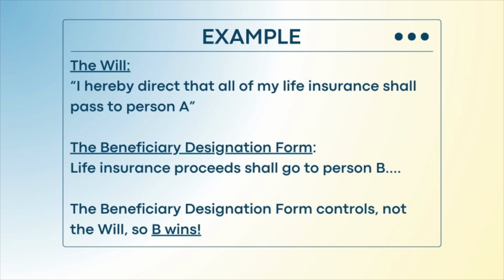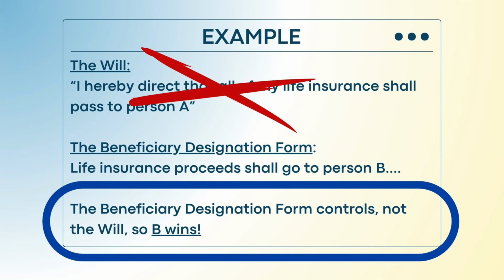These forms supersede your will. I'm going to give you an example. If your will says, "I hereby direct that all of my life insurance proceeds shall pass to person A," but the beneficiary designation form directs those life insurance proceeds to person B, B wins. The beneficiary designation form controls, not the will.